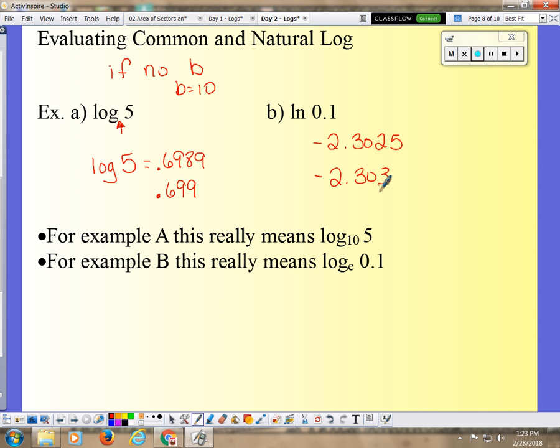So once again, what this really means is we're talking about log base 10 and natural log, which is the ln. Natural log is really log base E. But they made a button for that, which is the ln button.